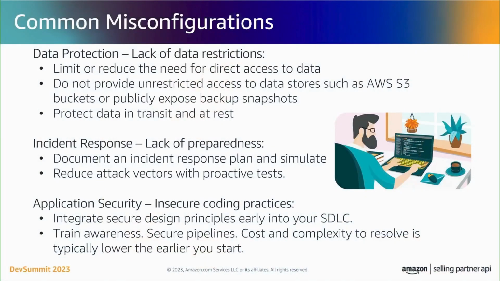A few more examples of data protection would be not properly restricting access to storage, whether it be S3 buckets or other forms of storage, ranging all the way down to application security, which I mentioned is more newly added into our practices. But the earlier you bake security into your processes, the better than duct taping it on later after an incident happens. So secure those pipelines. The cost and complexity, like I just mentioned, is typically lower the sooner you begin with this.